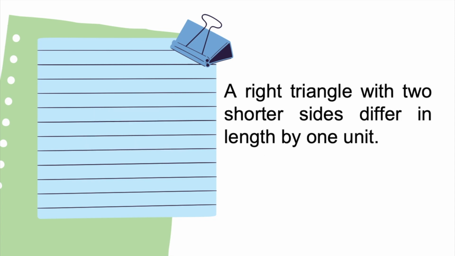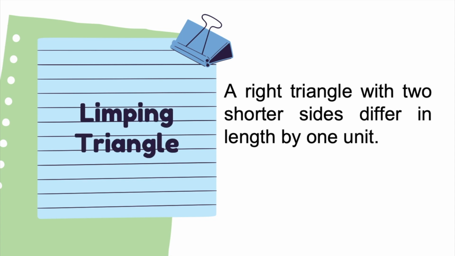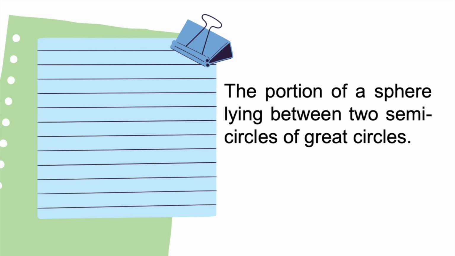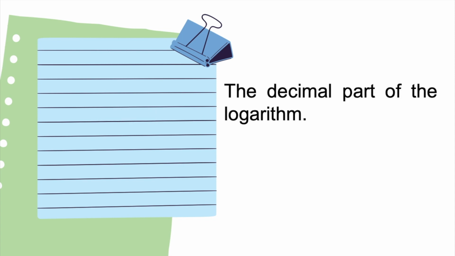A right triangle with two shorter sides that differ in length by 1 unit. Limping triangle. The shortest distance between any two points. Line. The portion of a sphere lying between two semicircles of great circles. Lune. The decimal part of the logarithm. Mantissa.